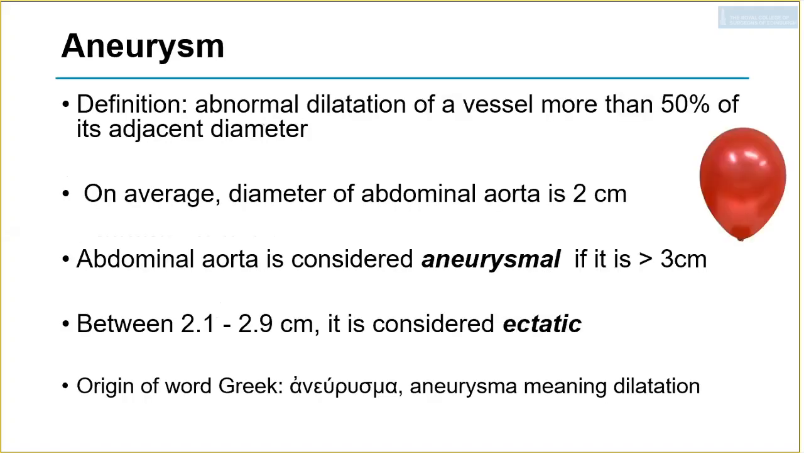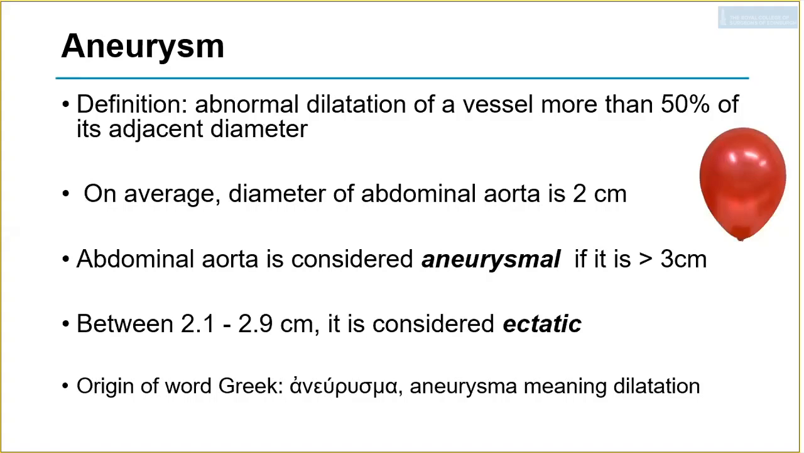So we're going to quickly go through the aneurysm definition. It's an abnormal dilatation of a vessel of more than 50% of its adjacent diameter. On average, the diameter of the abdominal aorta is around 2 centimeters, and the abdominal aorta is considered aneurysmal if it's more than 3 centimeters. So how would you classify it if it's between 2.1 and 2.9? We call it an ectatic aorta.